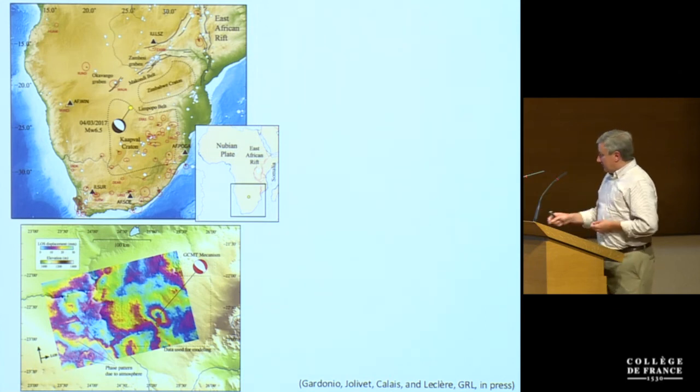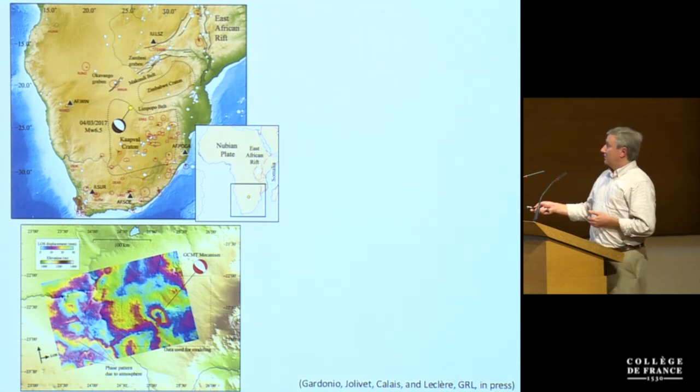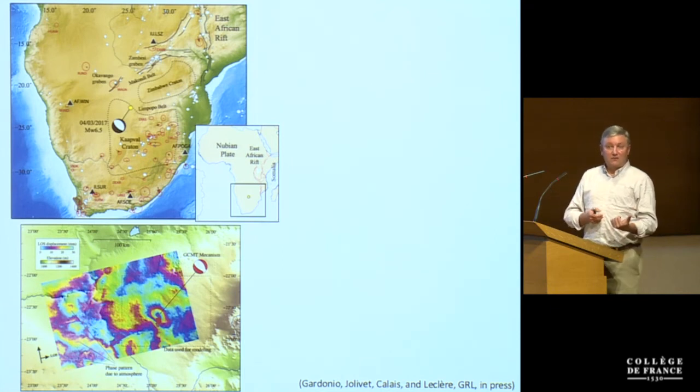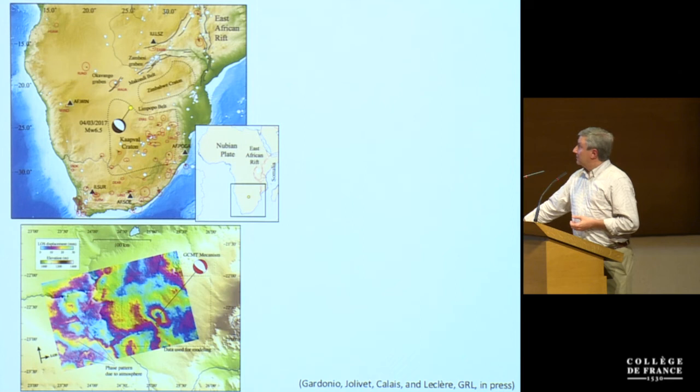And the work that we did then, or that Romain did then, was to try to invert this information of surface deformation, co-seismic surface deformation, for the mechanism of the earthquake, and most importantly, the depth of that earthquake. And we were a bit surprised because the early depths proposed by the USGS were in the lower crust, which seemed a little odd to us.